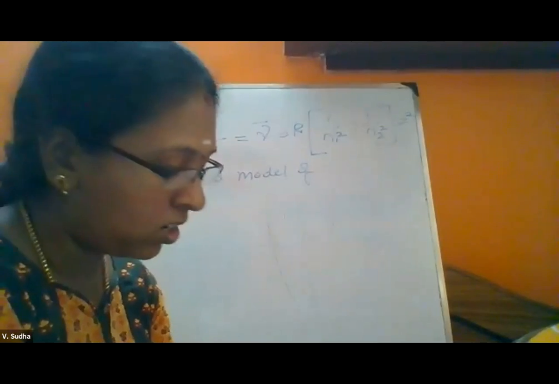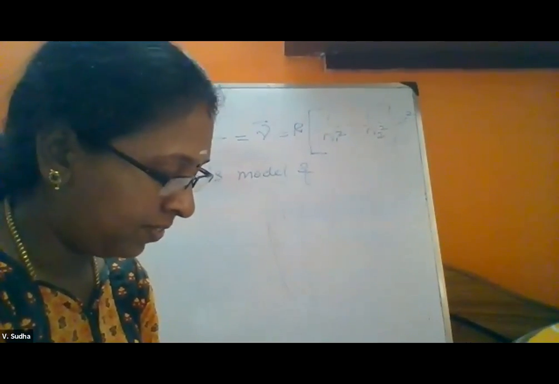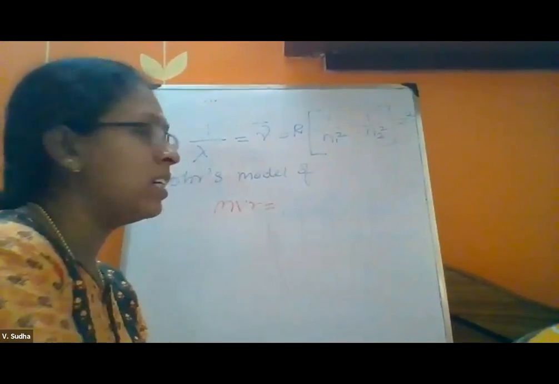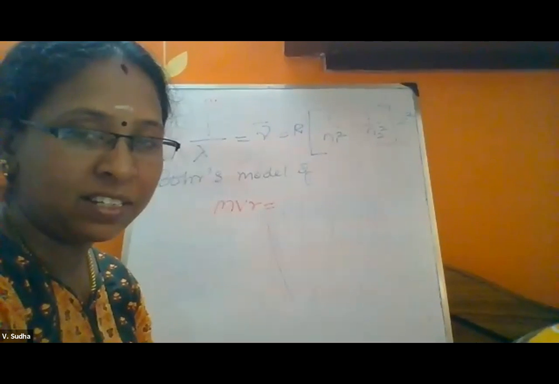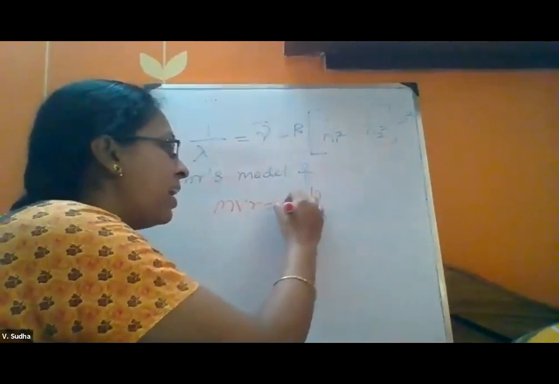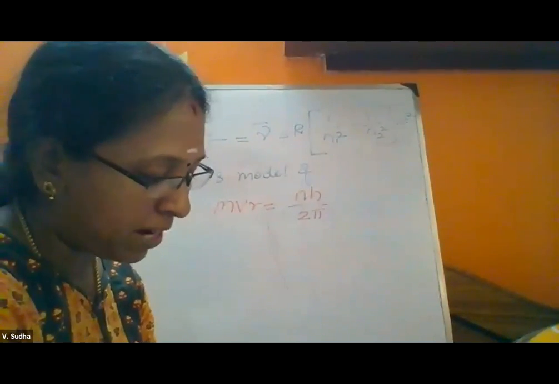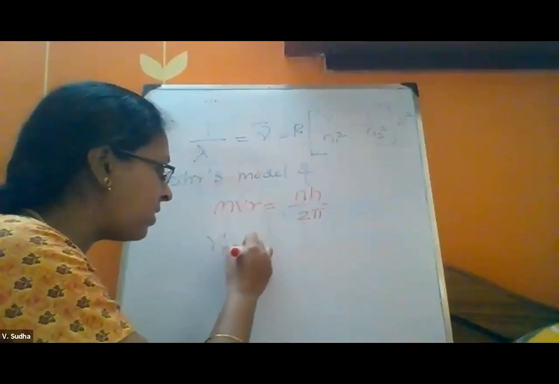Then Bohr's model of the atom. Is red okay? Yes, ma'am. I'll write in red. mvr is equal to nh by 2 pi. And he said r is r subscript n, that is radius of the orbit.